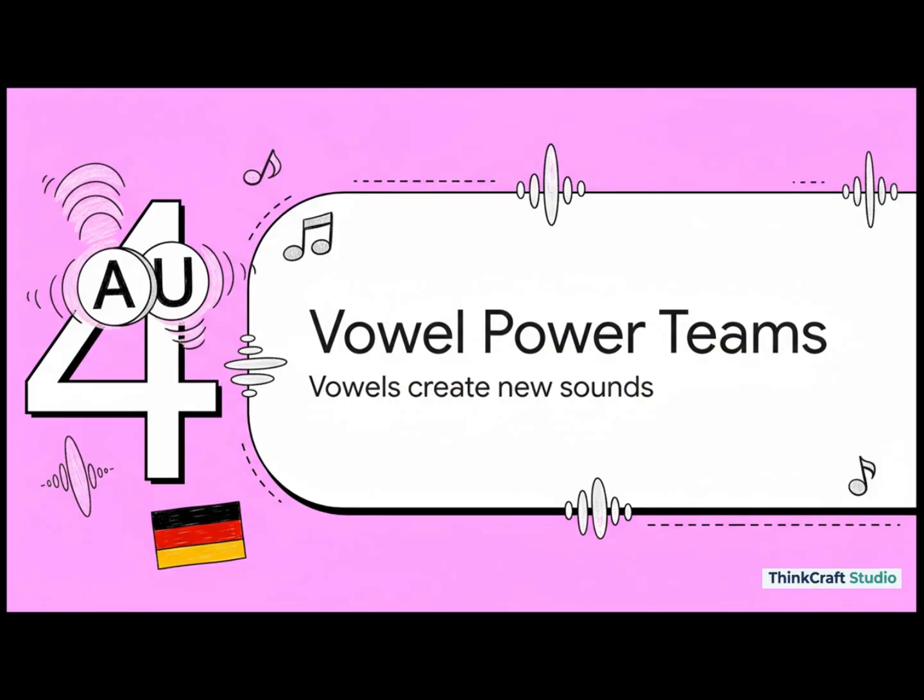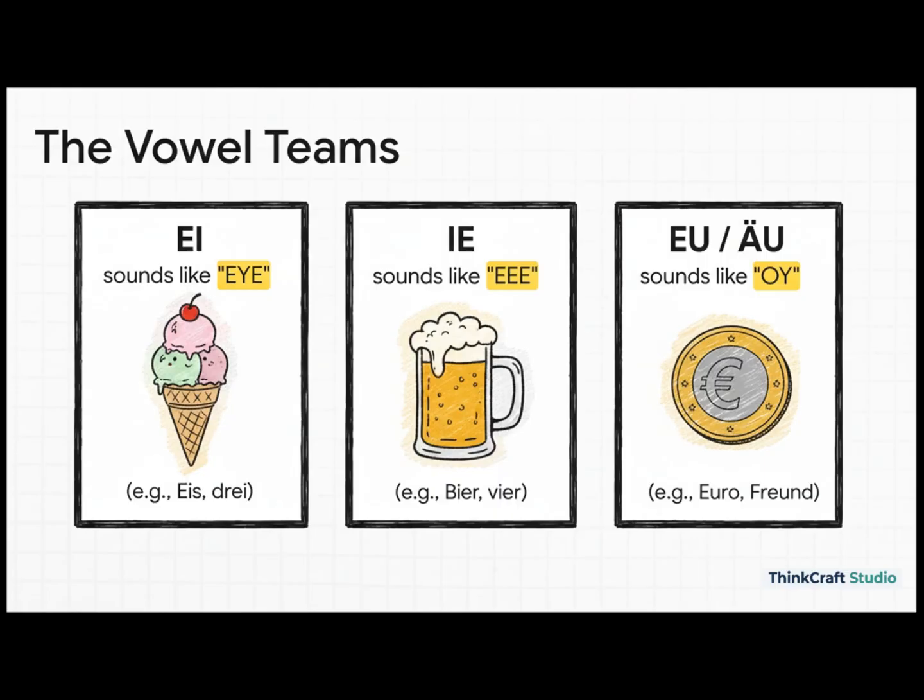In German, these combinations create brand new sounds. And the best part is, they are super, super consistent. There are 3 main teams you really gotta know. First, EI together makes the I sound, like in the word ice for ice cream. Next up, IE makes a long E sound, like in beer. And finally, EU and AU, they're basically twins. They both make the OI sound, like in euro or Freund.